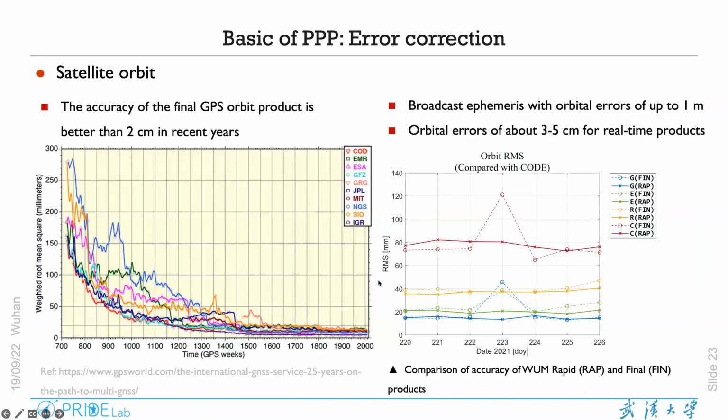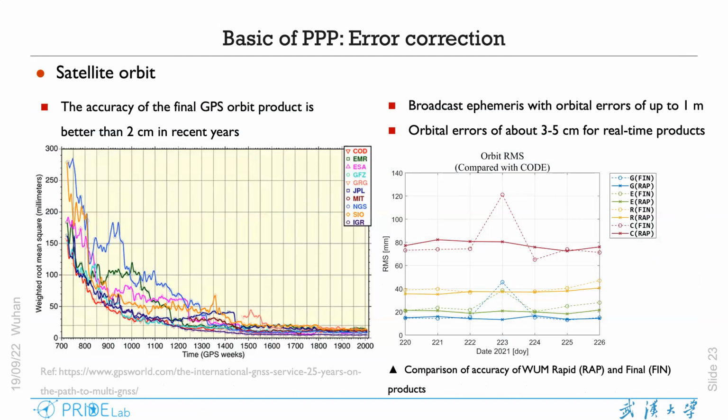Okay, then the first one, I'll come to the first one, satellite orbit. Now the satellite orbit from the final IGS orbit product is better than 1 centimeter actually for GPS constellation. And for the Galileo and the GLONASS satellite orbits, we can have similar precision to that of the GPS.